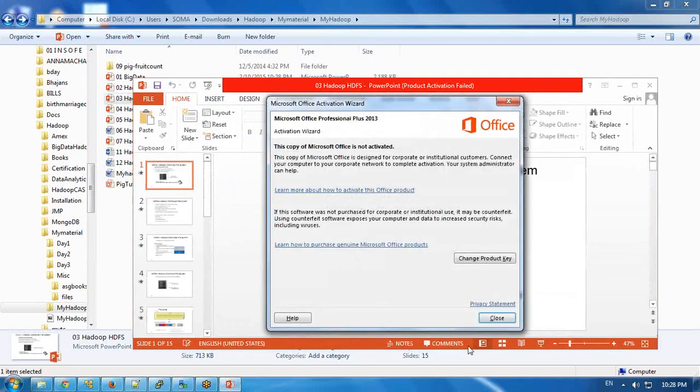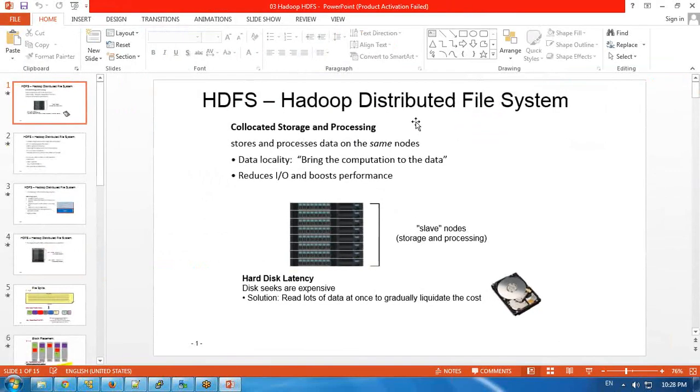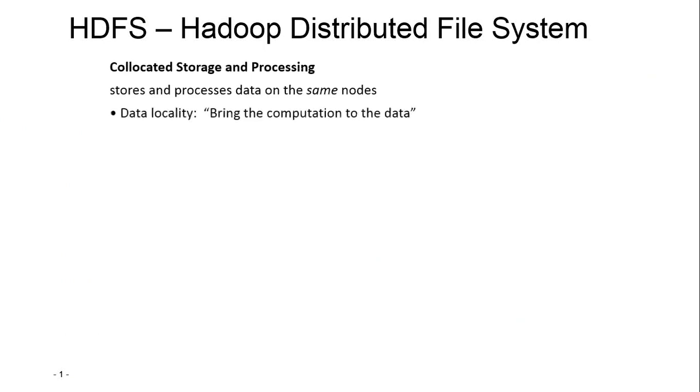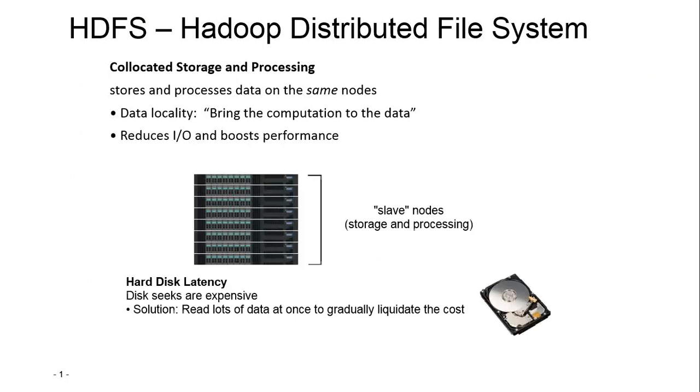We will see how HDFS plays a really important role here. HDFS stands for Hadoop Distributed File System, and it is the collocation of storage and processing. It stores and processes data on the same nodes, and it brings computation to data, whereas in NAS or SAN, data is brought to the processing node and then processed. So we are overcoming that bottleneck. It reduces input and output I/O and boosts performance. As we are talking about commodity hardware, we still have hard disk latency, and disk seeks are expensive. So what we do in Hadoop is read a lot of data at once and then process it.